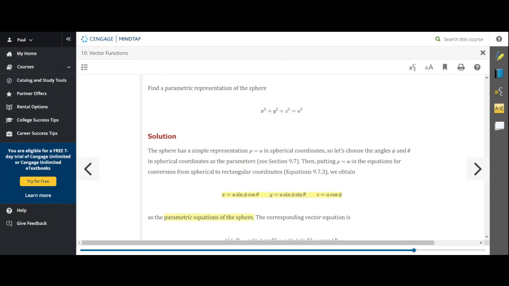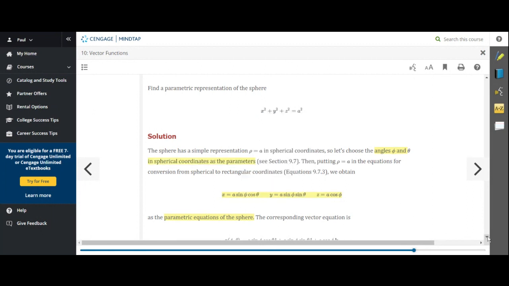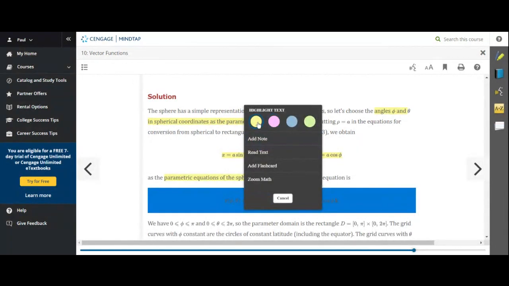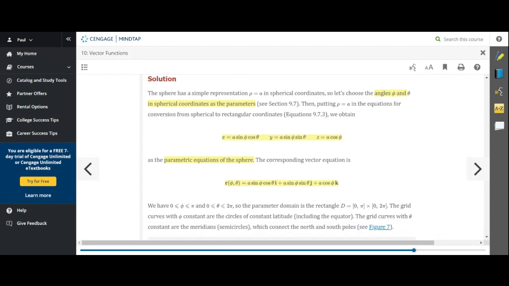And if we're going to let the angles phi and theta be your parameters, then this would be your function of your parameters. This would trace out a sphere. As you vary phi and you vary theta, and a, of course, is the radius of the sphere, you'll scratch out a sphere.